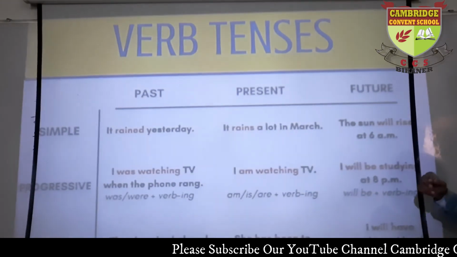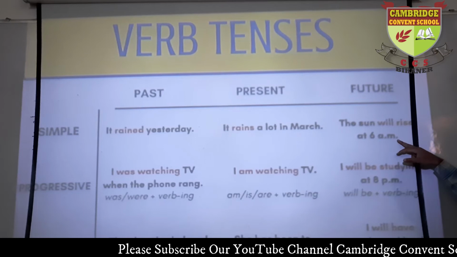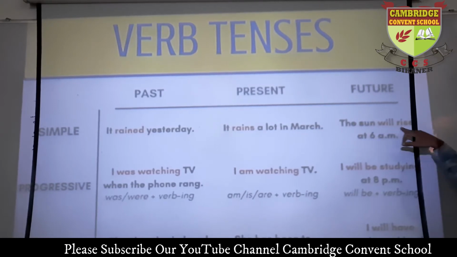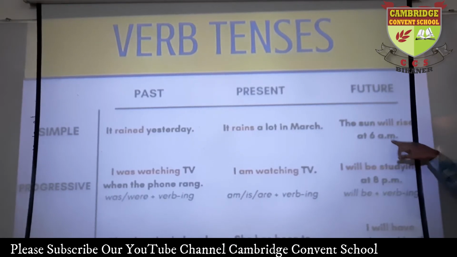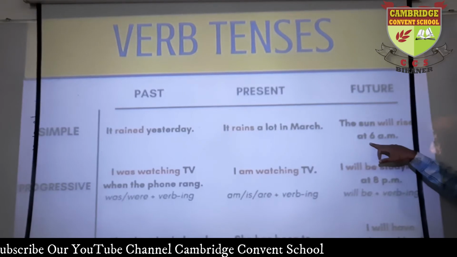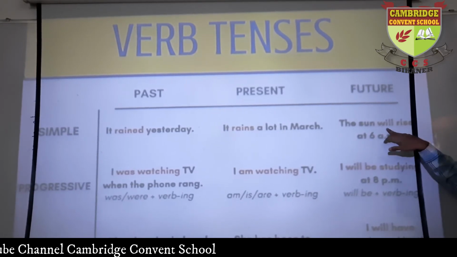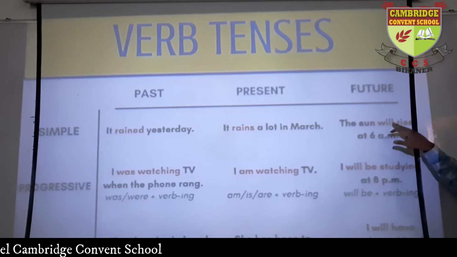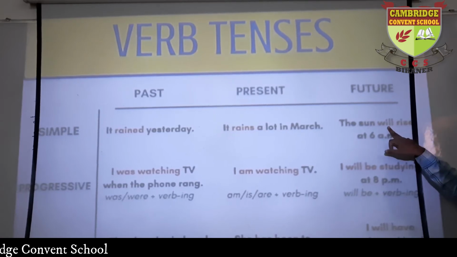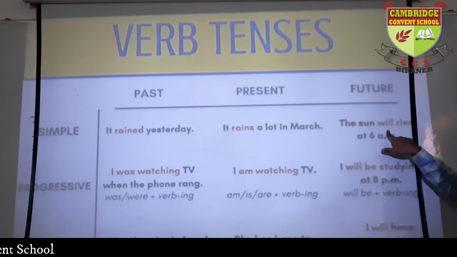In the future, the sun will rise at 6 a.m. Here we are using the helping verb will or shall. It always denotes the future time, so it is a simple future tense.